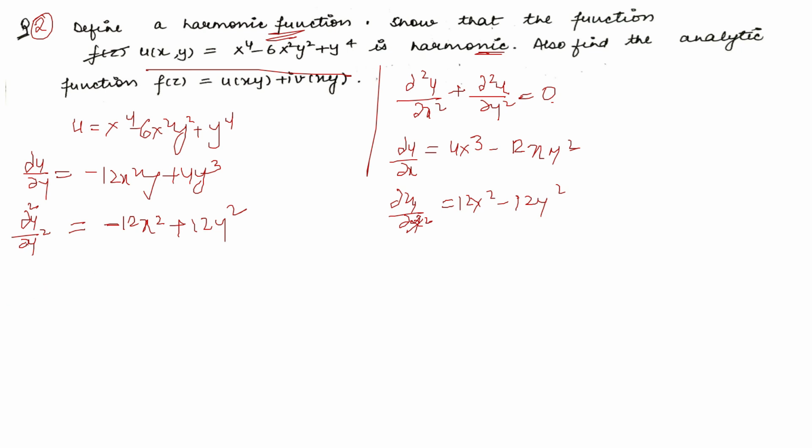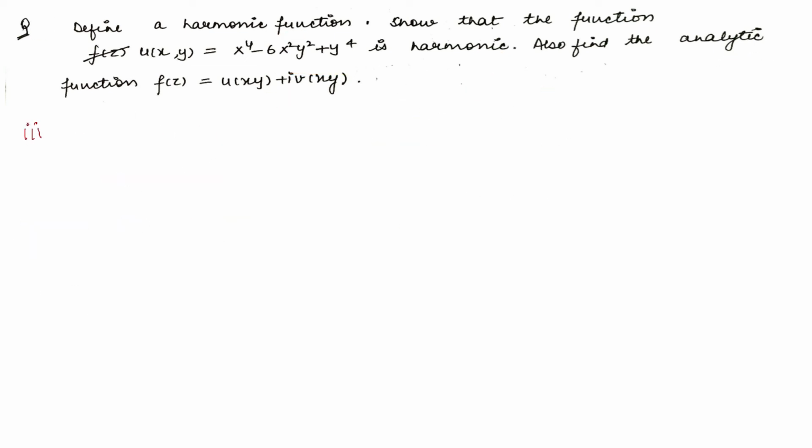Now del 2u upon del x square plus del 2u upon del y square is equal to 0. Okay, it means u is harmonic in nature. We have finished the second part as well. Now moving to the third part. In the third part they are saying also find the analytic function. Here we have to find the analytic function.